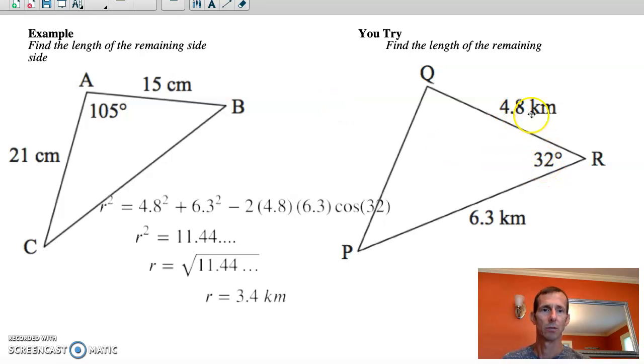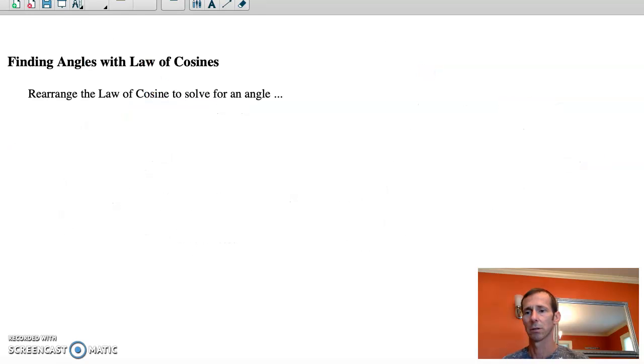So again, this angle was between the two sides, so the angle goes in your cosine. You square the two sides, add them up, subtract twice the product times that cosine, and don't forget to square root at the end.